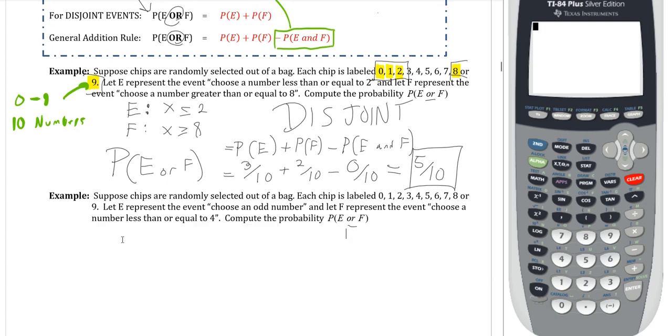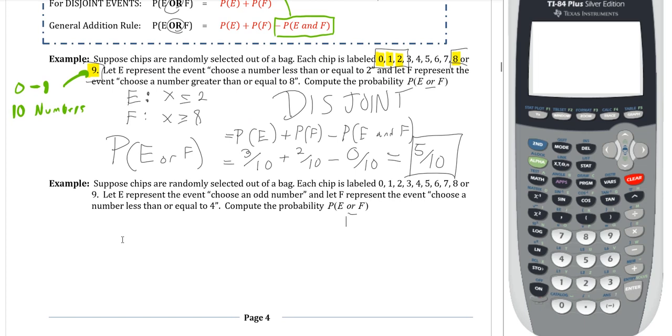The next example uses the same situation. Suppose chips are randomly selected, and we have 0 through 9 again. However, E is now different. E is now an odd number.